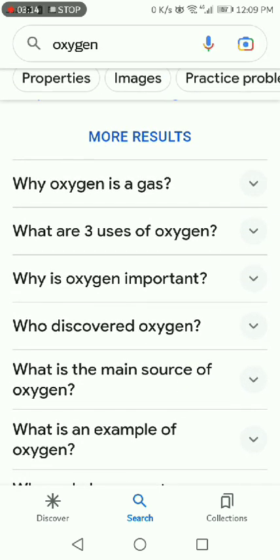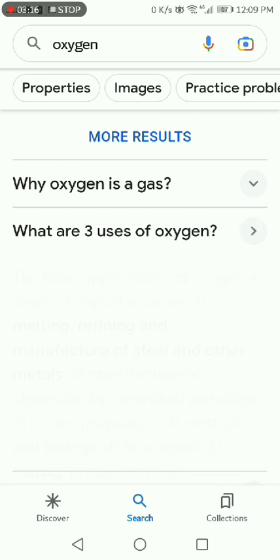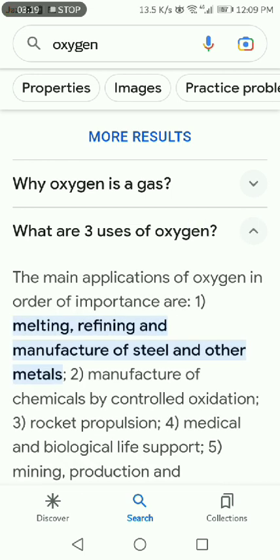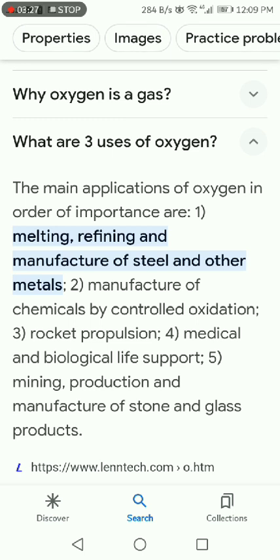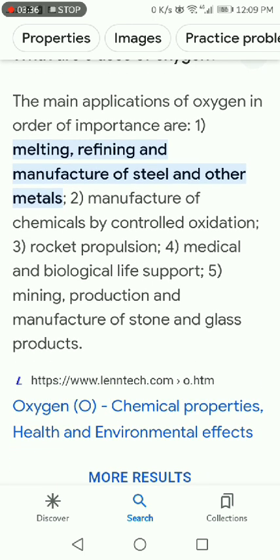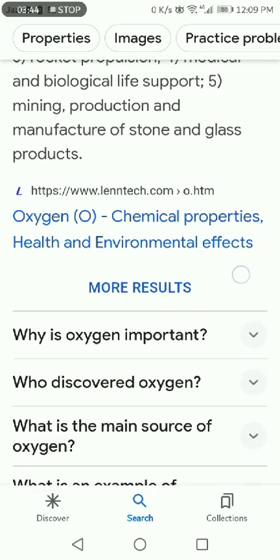What are the uses? What are the three main uses of oxygen? The main applications of oxygen, in order of importance, are metalling, refining, and the manufacture of steel and other materials; manufacture of chemicals by controlled oxidation; rocket propulsion; medicine; and the production and manufacture of stones and glass products.